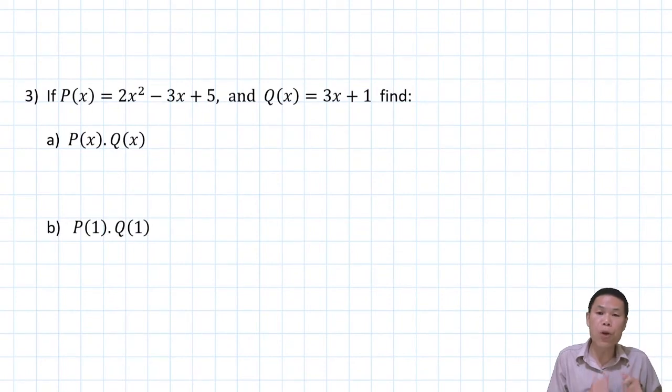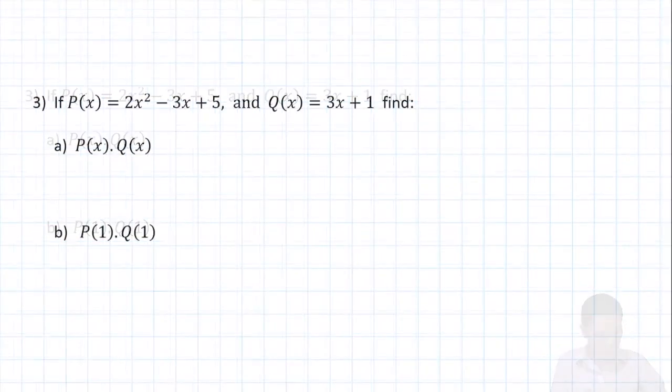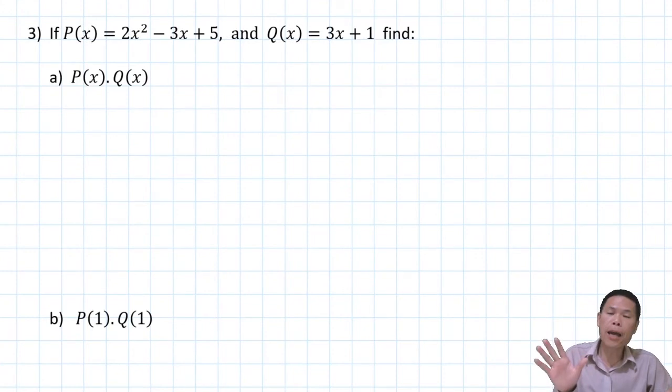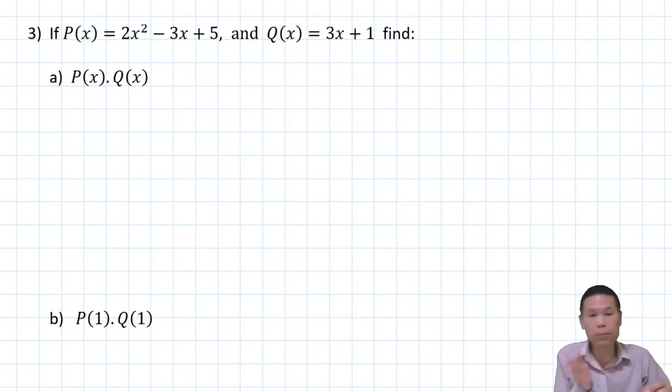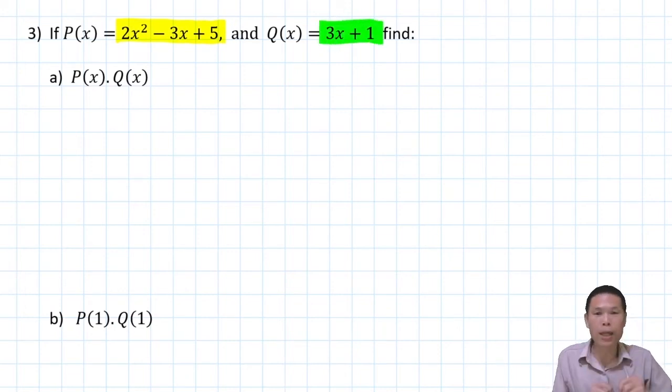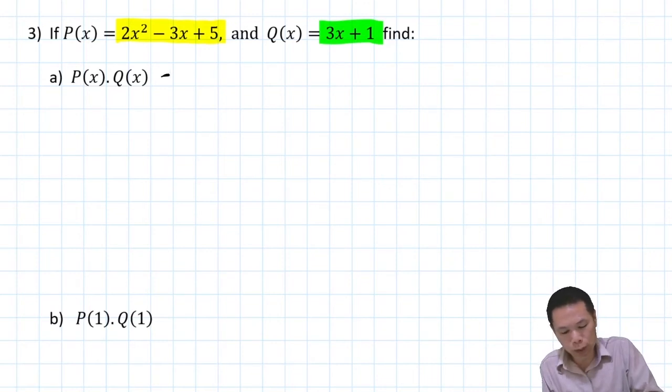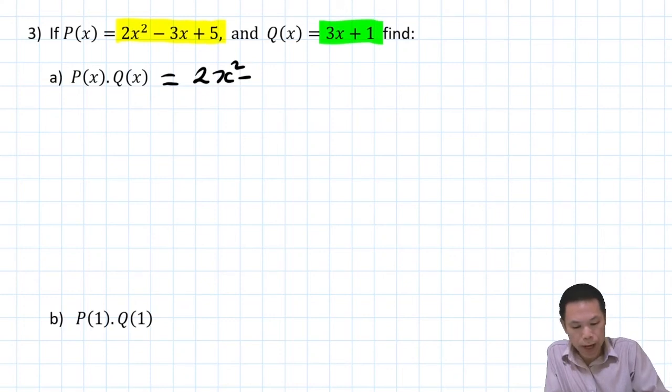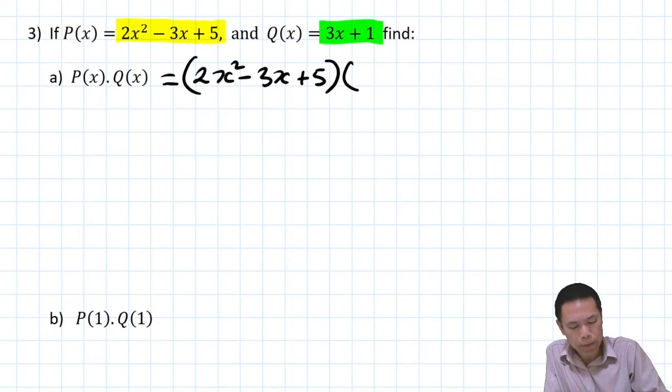Please pause the video and try this one yourself. Hi, I'm back. How did you go? Let's go through it together, okay? So the first one, p of x times q of x. We have p of x is this and q of x is this. So we just times them together. So just write this out, equal 2x squared minus 3x plus 5, and we times by 3x plus 1.